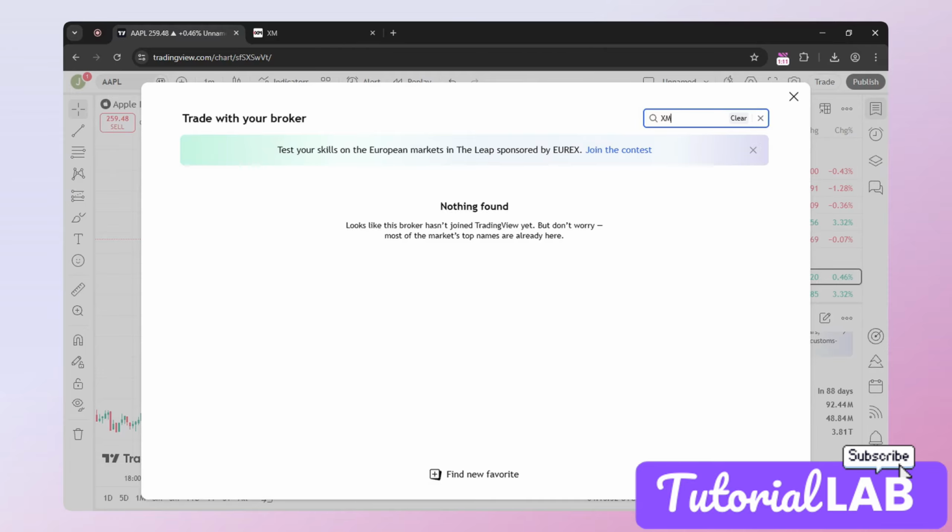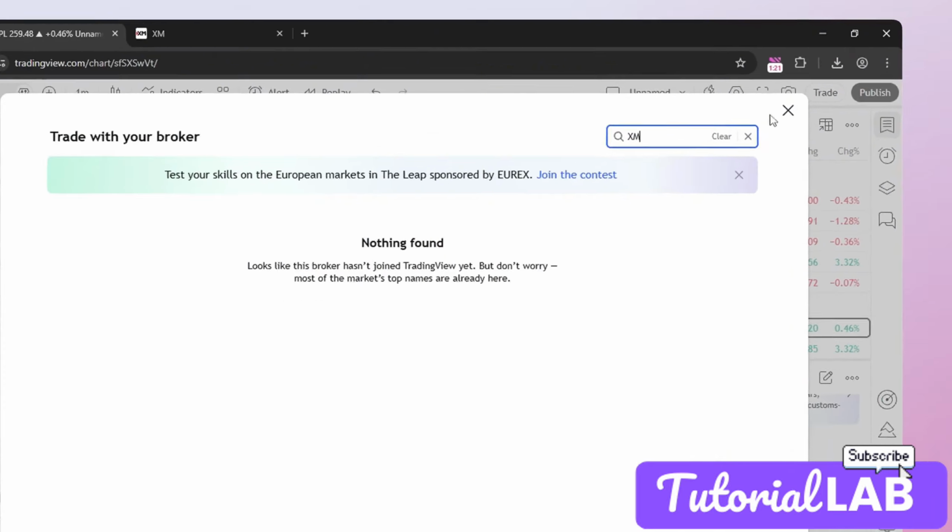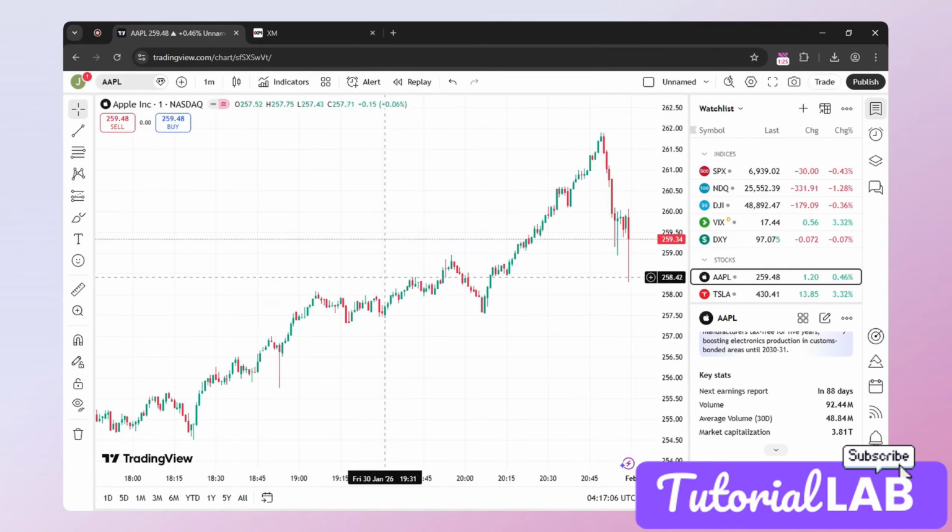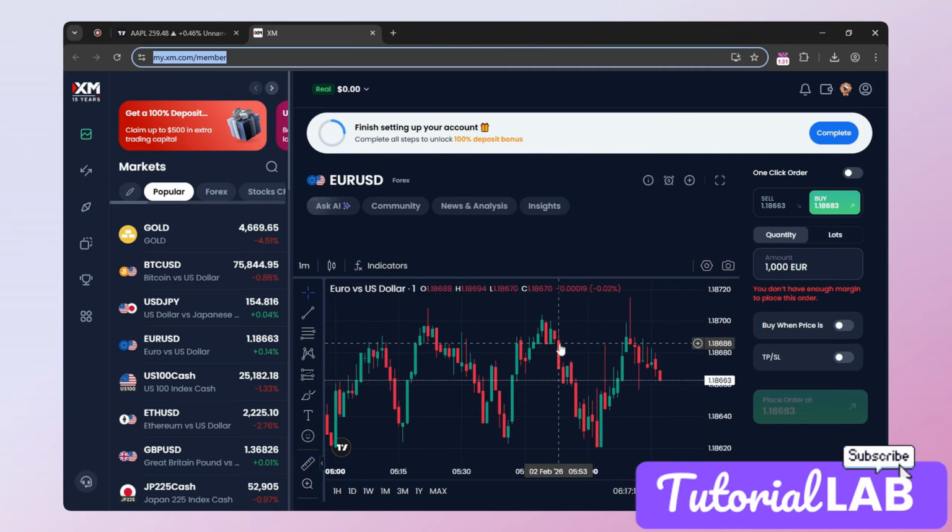What is the best workaround? We use Tradingview for charting and analysis, and XM for trade execution. Here's how we can do this. We analyze our charts in Tradingview, and then use XM to execute our trades. This approach lets us benefit from Tradingview's powerful charting tools while still trading on XM.